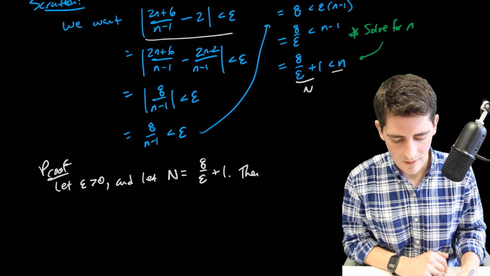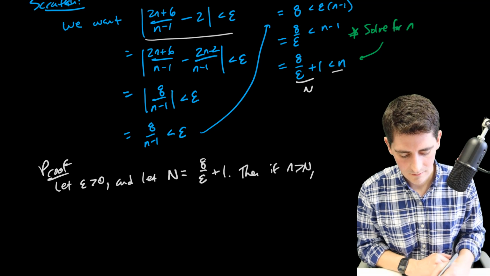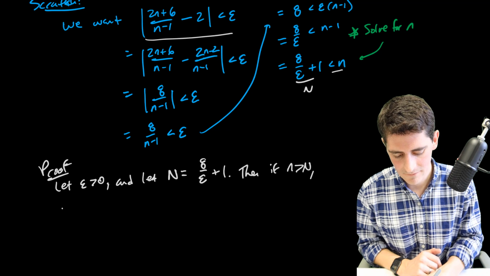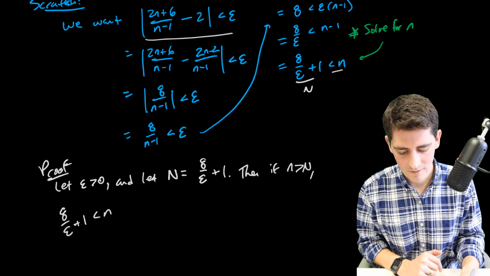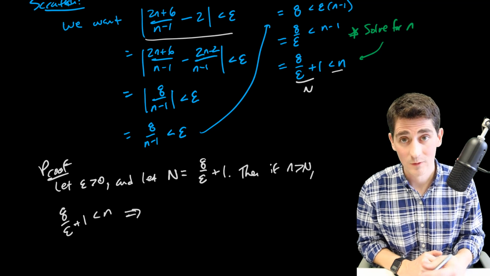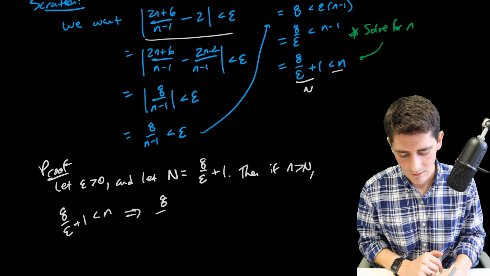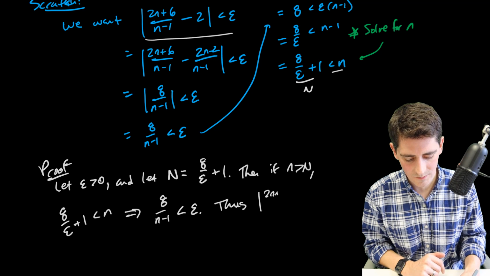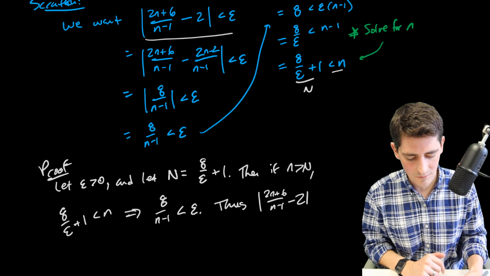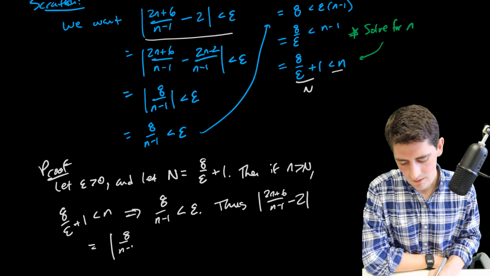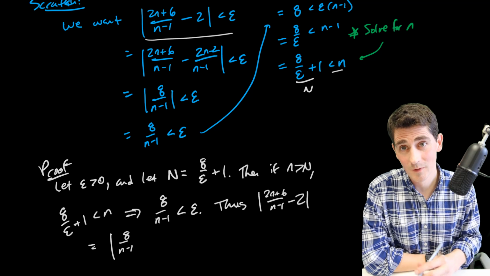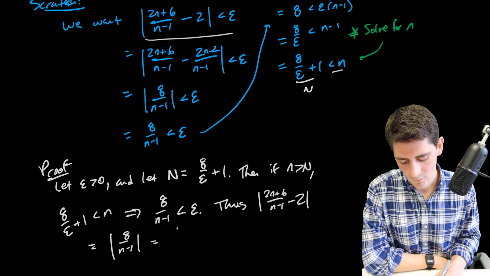So then if little n is greater than capital N, then we have that 8 over epsilon plus 1 is less than n, which implies, just doing our mathematics, and we can check through our scratch work as detailed as needed, that 8 over n minus 1 is less than epsilon. Thus, I can say the absolute value of (2n plus 6)/(n minus 1) minus 2, which equals, according to our algebra, the absolute value of 8 over n minus 1, which is the same as 8 over n minus 1, is less than epsilon.